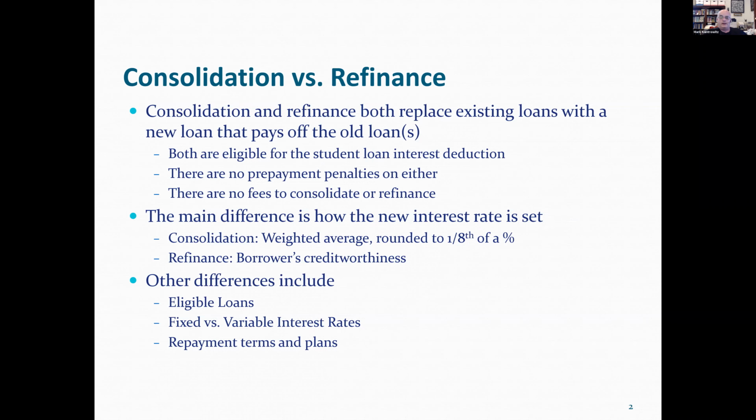The interest rate on a private refinance, however, is based on the current credit scores of the borrower and a cosigner, if any. This will yield a better interest rate if your credit scores have improved. But generally, soon after graduation, your credit scores are going to be at their lowest point, because your credit utilization has gone up each year you've been in school, causing your credit scores to go down, and they're lowest when you graduate.